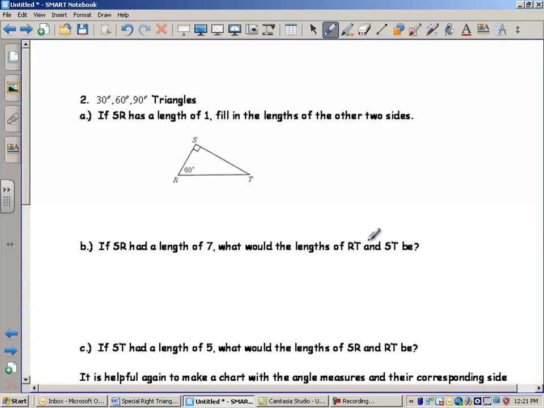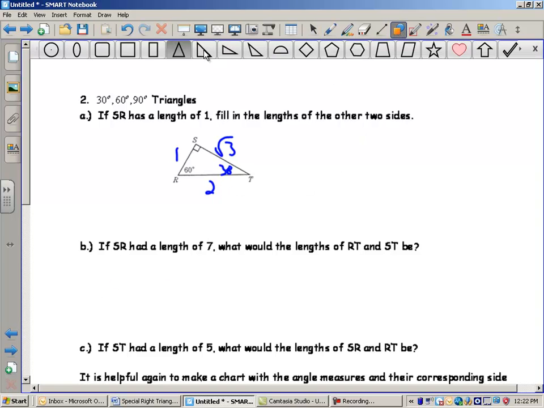30, 60, 90 has a different ratio. There's different angles, and so I'm going to put a 30 degree here, and that ratio will be a 1 across from the 30, a square root of 3 across from the 60, and then a 2 on the hypotenuse. So it says if SR has a length of 1, fill in the lengths of the other two sides. Well, I just did that. The side across from the 60 degrees is square root of 3, and the side across from the 90 is a 2.